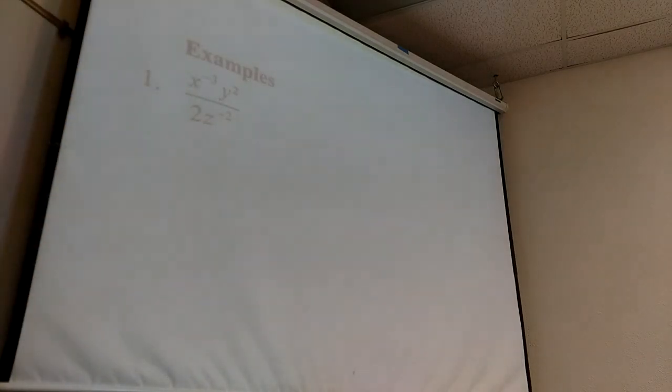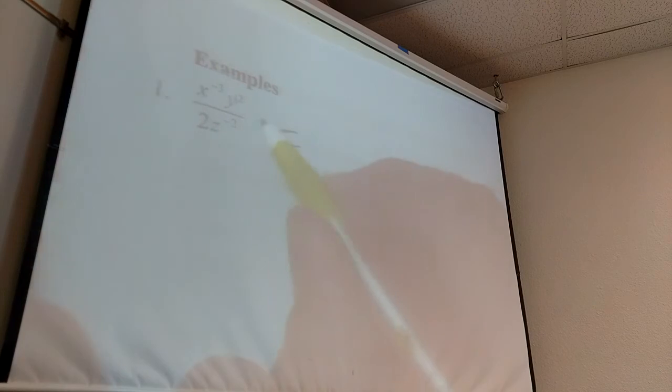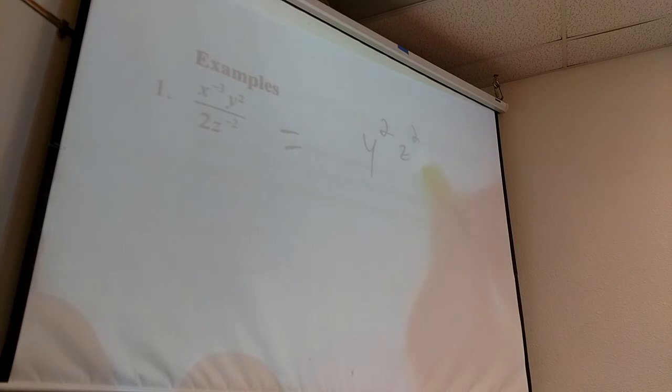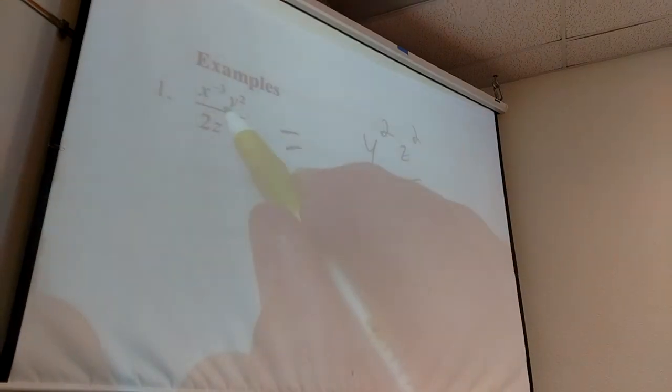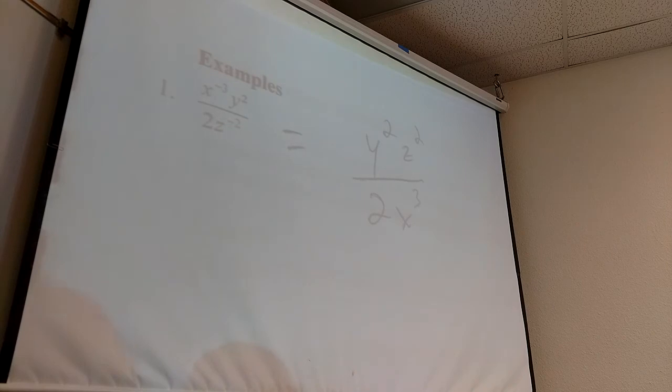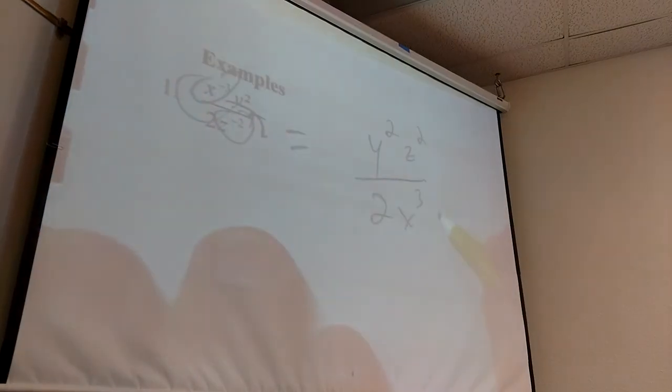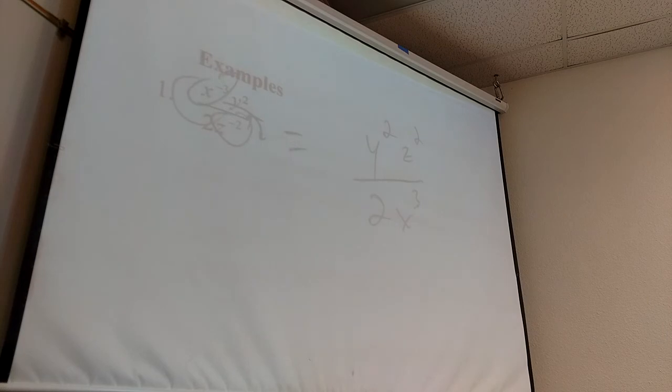So you rewrite this as, what stays on the top? Y squared. And what comes to the top now? Z squared. The 2 stays on the bottom, and those 3 x's come down. So all that happened was these 3 x's came down, these 2 z's came up. That's all that happened. That's all we can do. We don't have any like bases anywhere. Good so far.